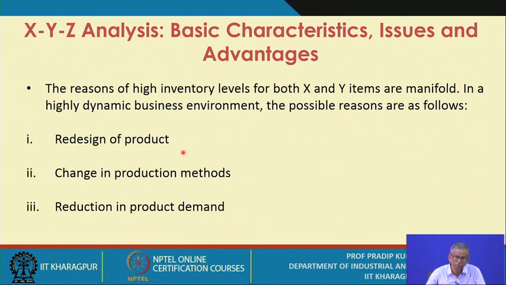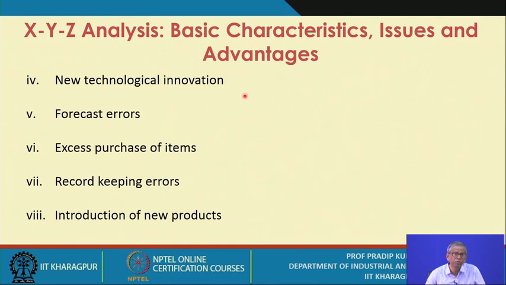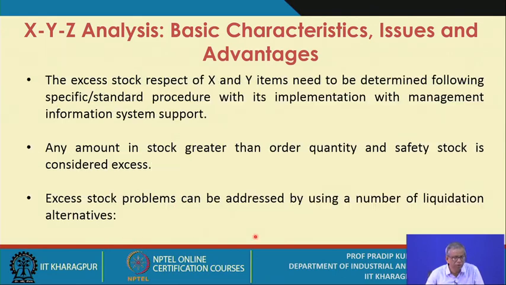One is the redesign of the product. Change in production methods, reduction in product demand, new technological innovation. Forecast errors, this may also be a serious problem. Excess purchase of items. Sometimes you become very aggressive in purchasing items, and through this attitude you may create excess inventory. Record keeping errors are also a possibility, and introduction of new products.